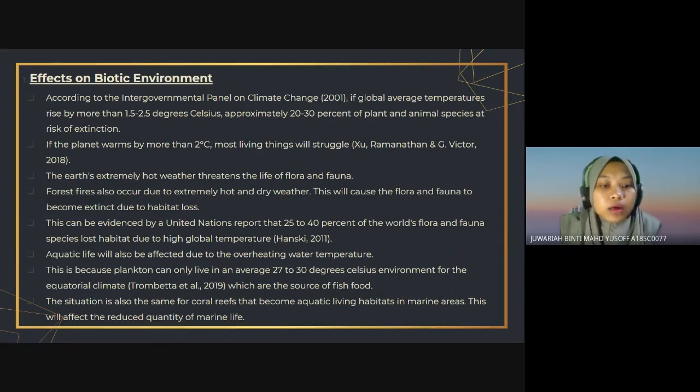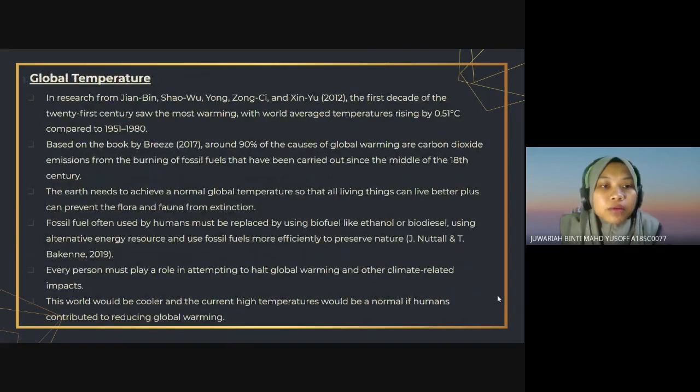Aquatic life will also be affected due to the overheating water temperature. This is because plankton can only live in an average to 20,000 to 30 degrees Celsius environment for the equatorial climate. Global temperature. The first decade of the 21st century saw the most warming, with world average temperatures rising by 0.51 degrees Celsius compared to 1951 until 1980.